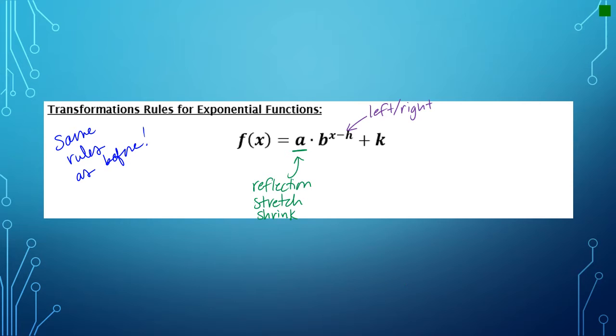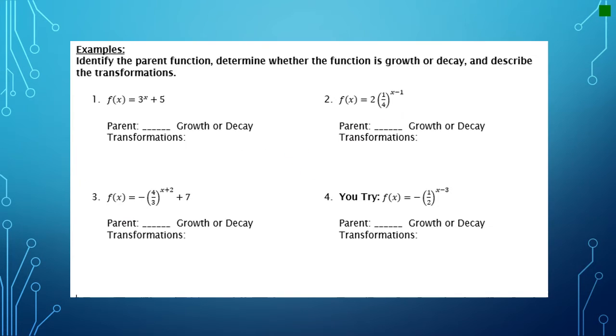And then finally, this k number is still going to give you a vertical shift, so it's going to move the graph up or down. So the letters do the same things, it's just that now the equation looks a little bit different. For these first examples, all we're doing is deciding a couple things. First, what the parent function is, whether it represents growth or decay, and then we're just listing out the transformations.